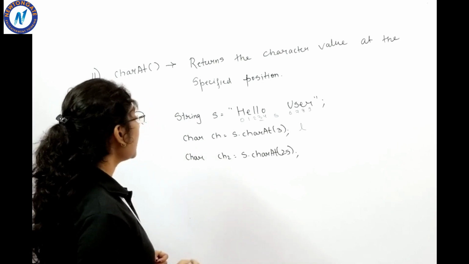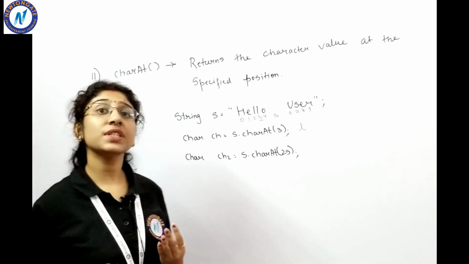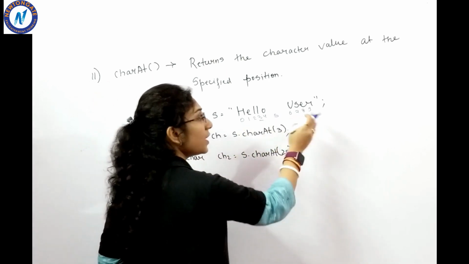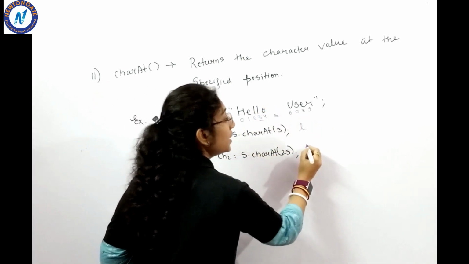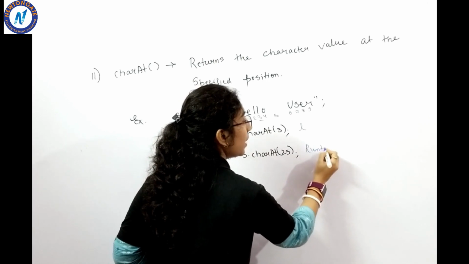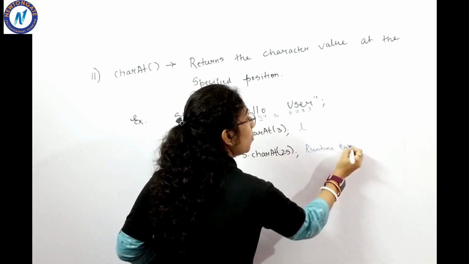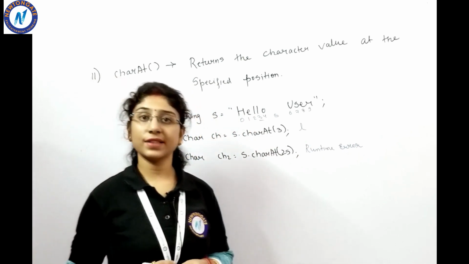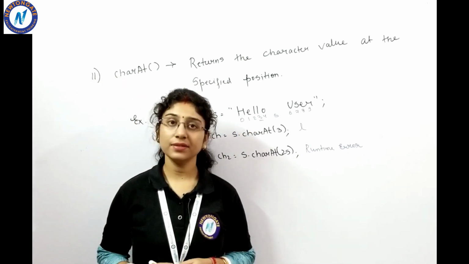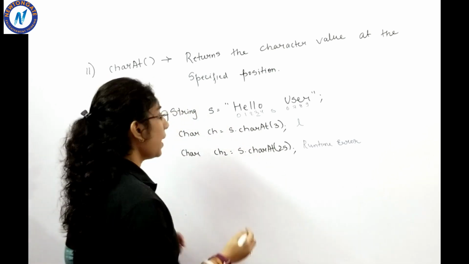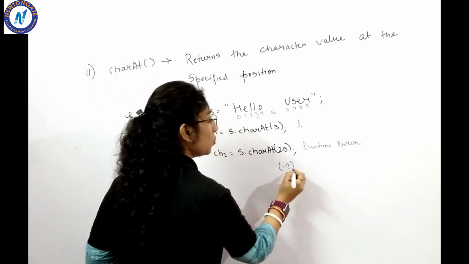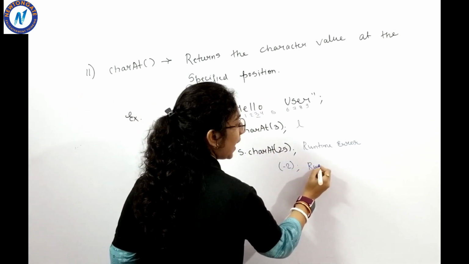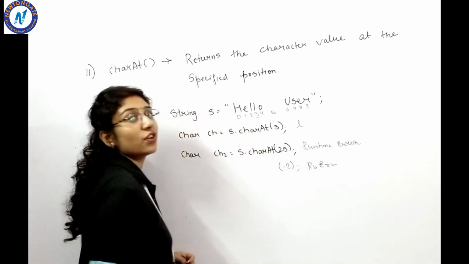Next, in case the position is not available, suppose here I have passed 25. Is 25 available? No. So it will generate a runtime error. What will be the error? That is index out of bound exception. Clear? Same way, if I pass -2, -2 is also not available, so it will also generate a runtime error, that is index out of bound exception.